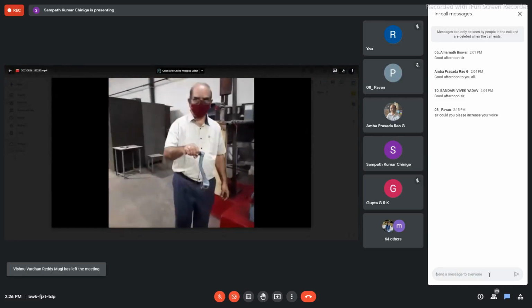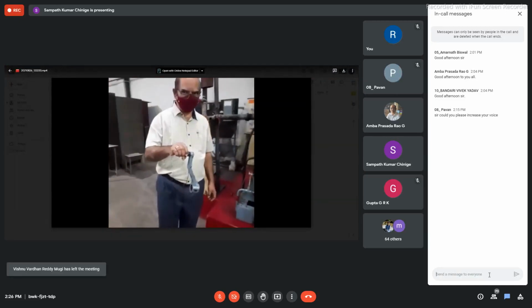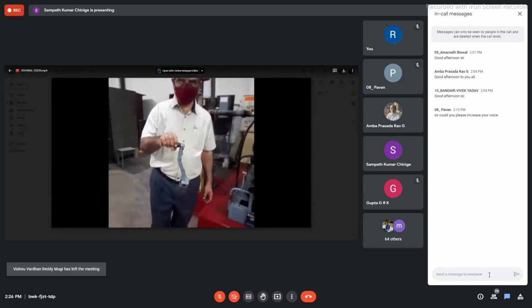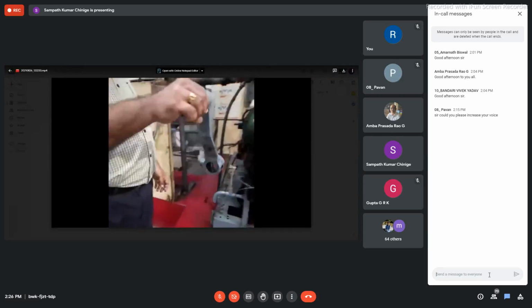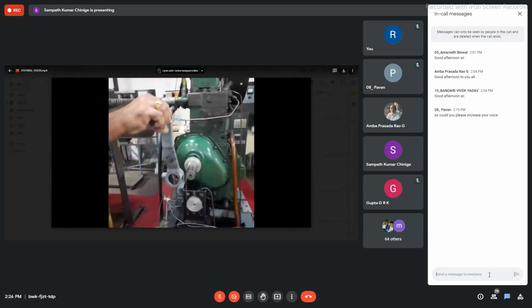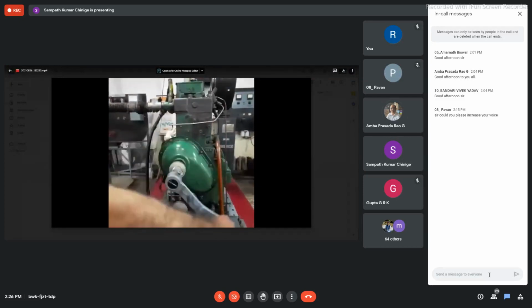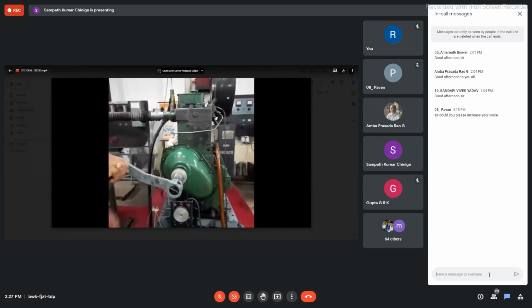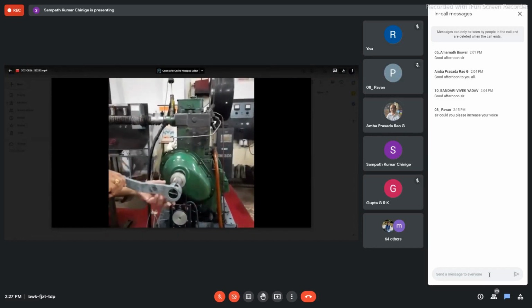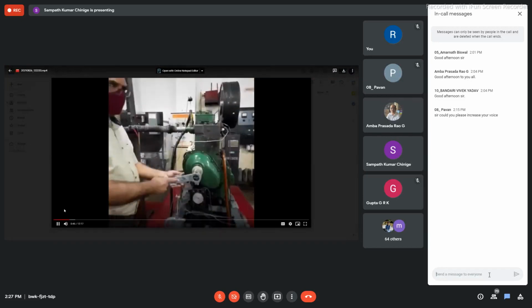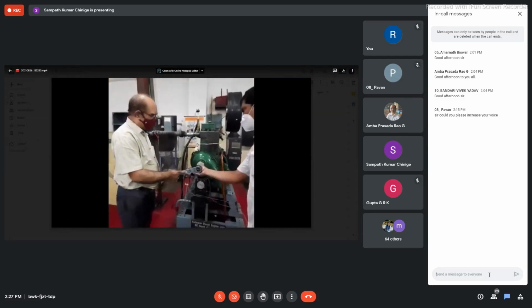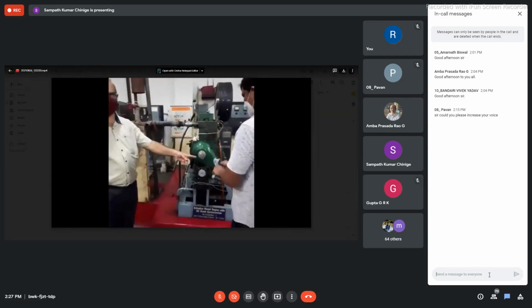Wait, sir, I have not started. Sir, this is a crank handle or crank lever. This will help us to rotate the engine to a rated RPM. So this you have to insert into the camshaft end.